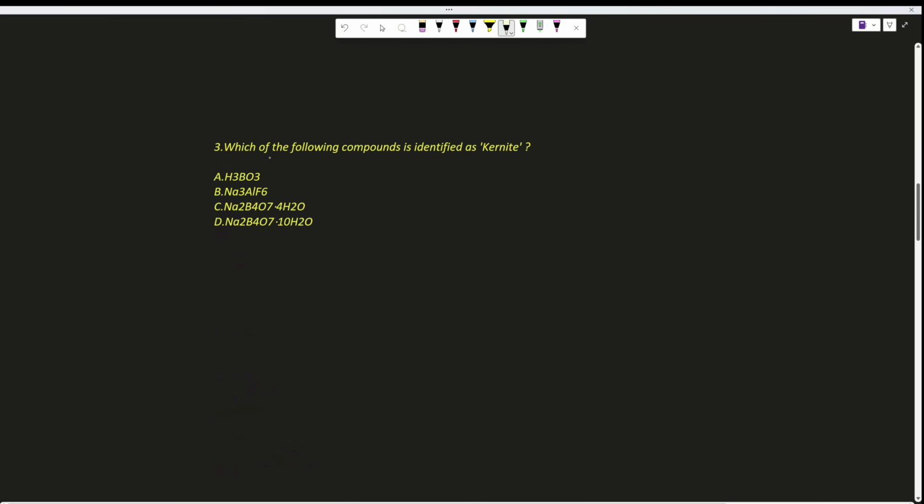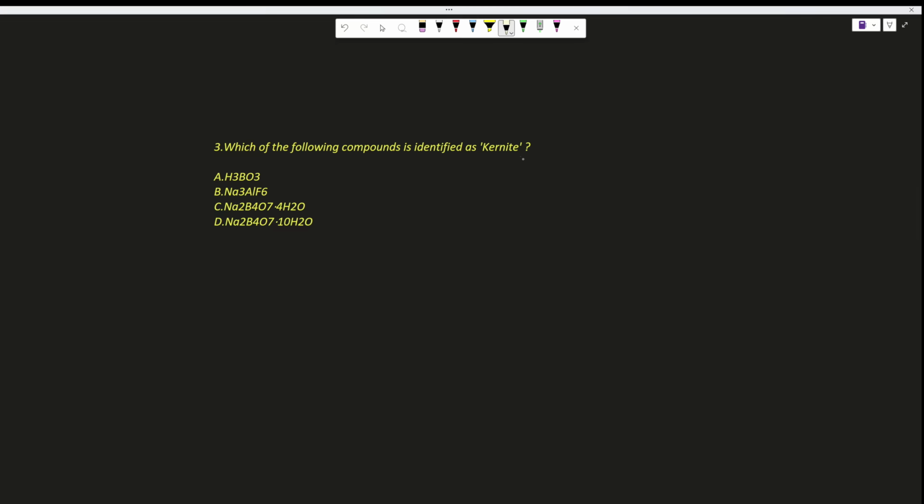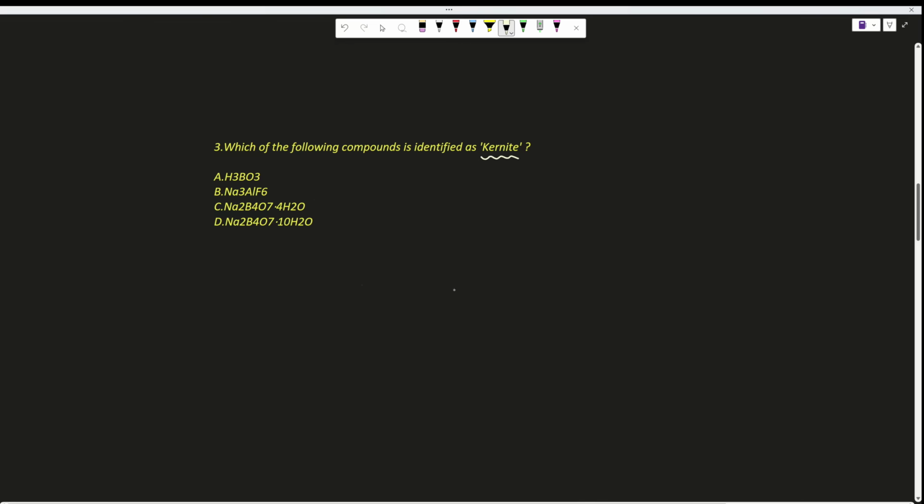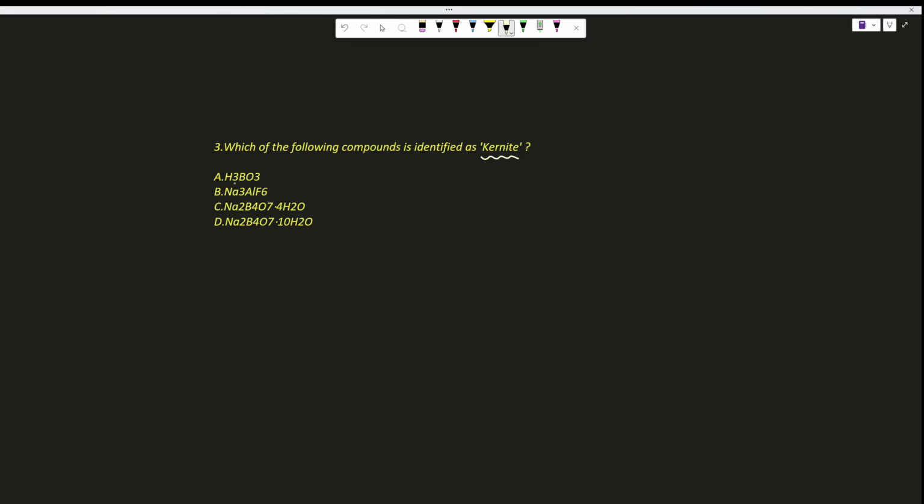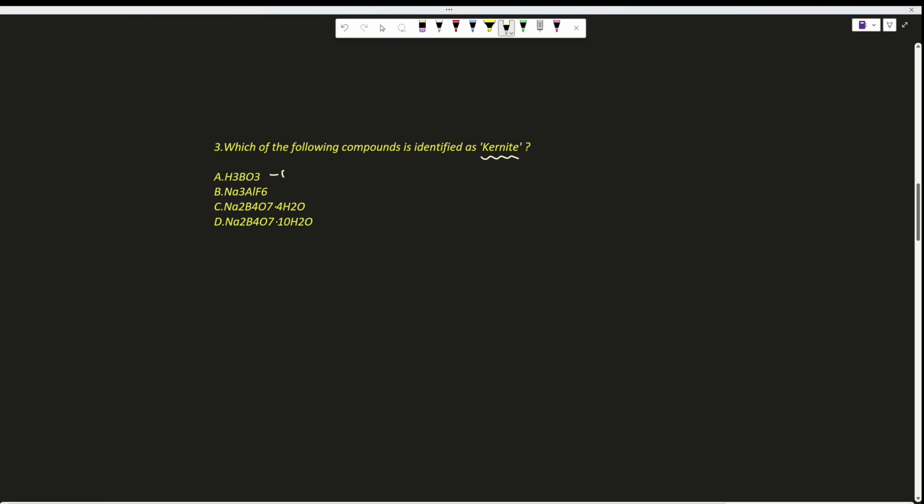Next. Which of the following compounds is identified as kernite? That means which compound is named like this. Here we have a few compounds in which you have boron and also aluminium, that means 13th group elements. So you should know certain compound names here. The first one, H3BO3, is orthoboric acid. And this one is called cryolite.